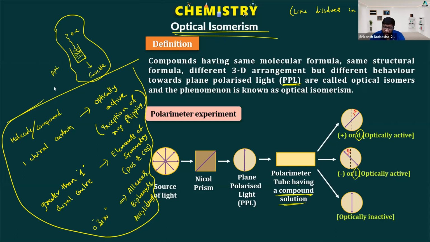So we have discussed chiral carbon. What is a chiral carbon? First of all, a carbon which is connected to 4 different groups. Let us start the discussion after the definitions.